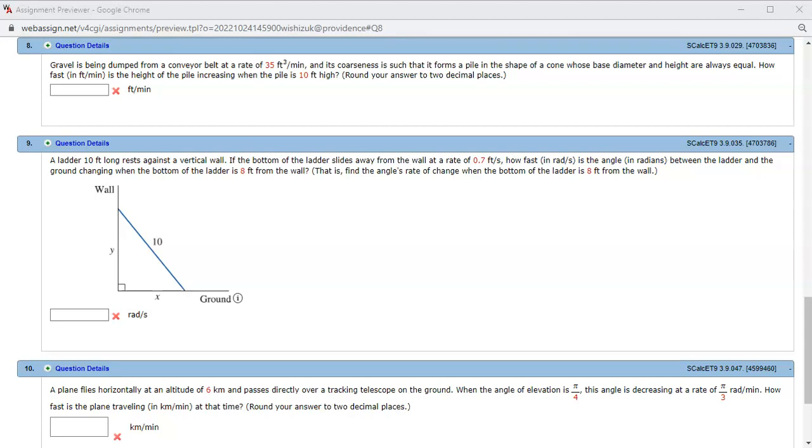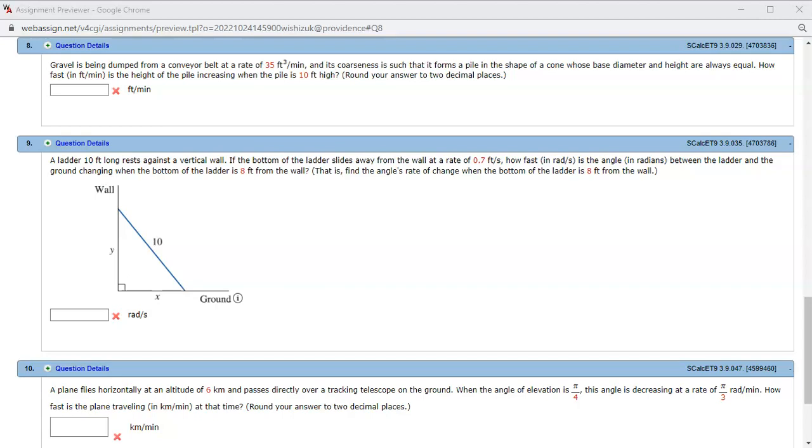All right, let's look at the homework 3.9, problem number 8. It says this: gravel is being dumped from a conveyor belt at the rate of 35 cubic feet per minute. And its coarseness is such that it forms a pile in the shape of a circular cone, whose base diameter and the height are always equal. How fast is the height of the pile increasing when the pile is 10 feet high?